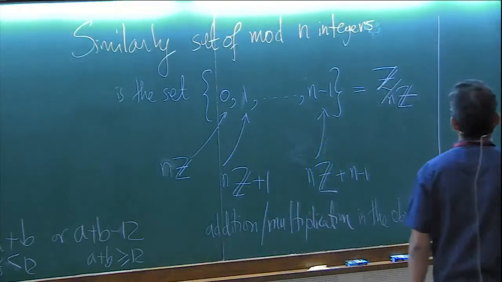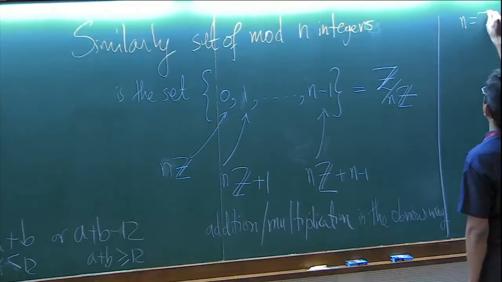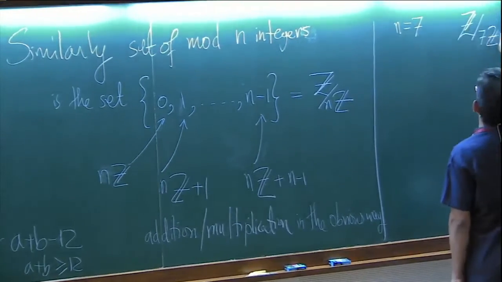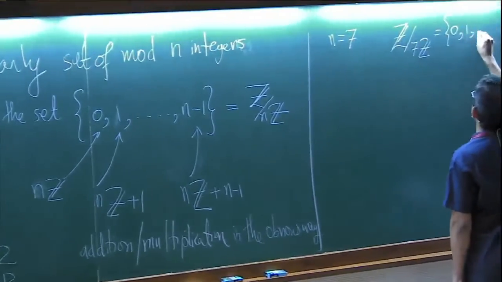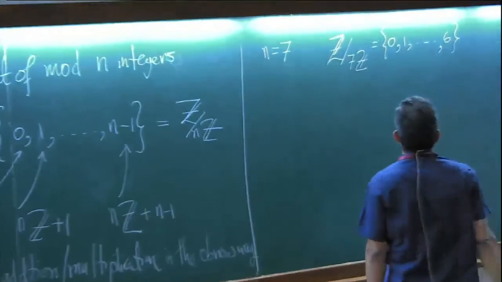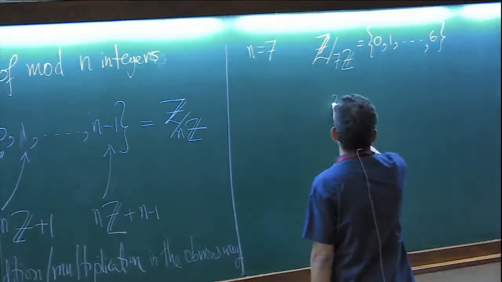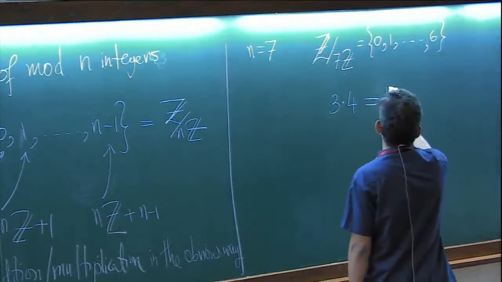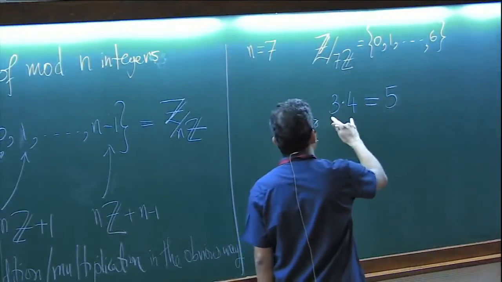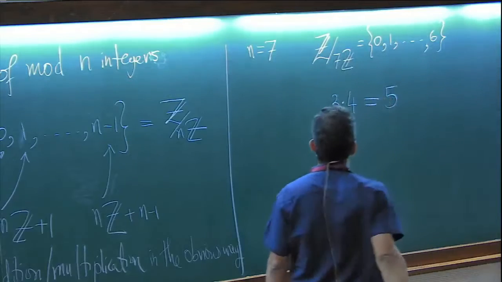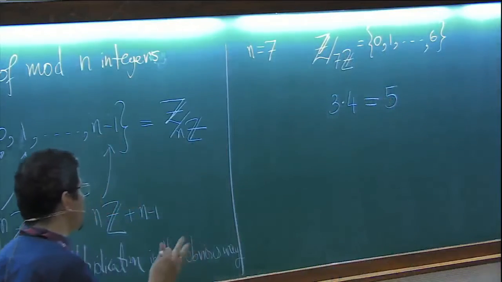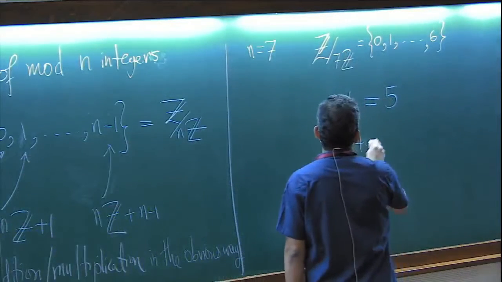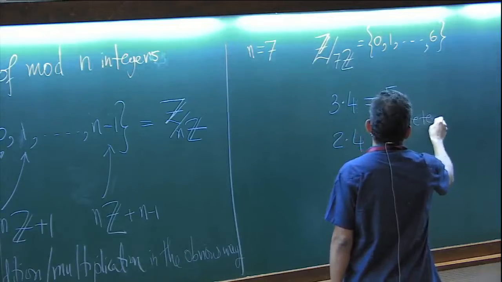So just to give an example, suppose n is 7. Then I'm looking at Z mod 7Z, and that has exactly 7 elements. And say if you want to look at 3 times 4, then in this set, 3 times 4, which is 12, is nothing but 5. So in fact, sometimes we say that 3 times 4 is congruent to 5 modulo 7. This is a compact way of saying it, just 3 times 4 is 5. And similarly, 2 times 4 is 1, and so on and so forth.